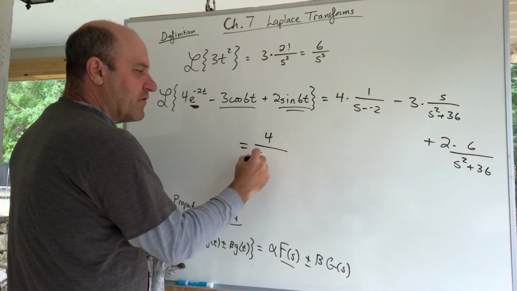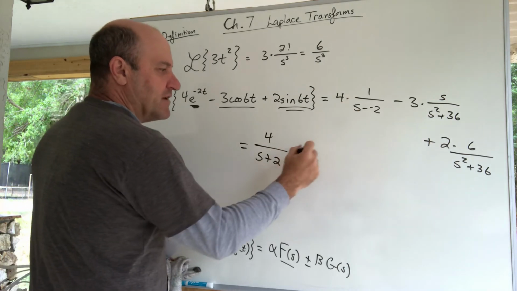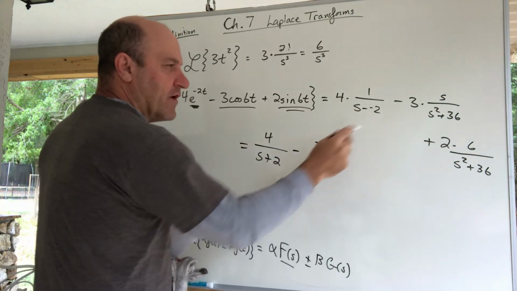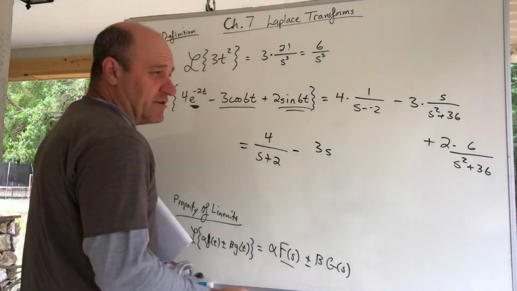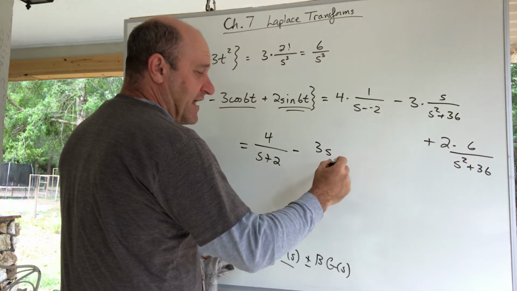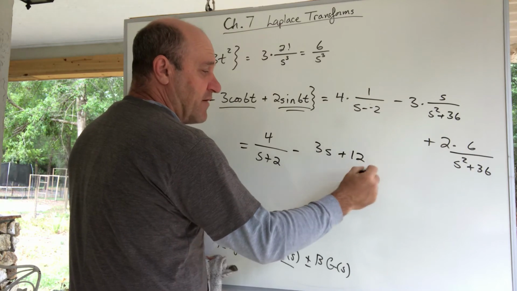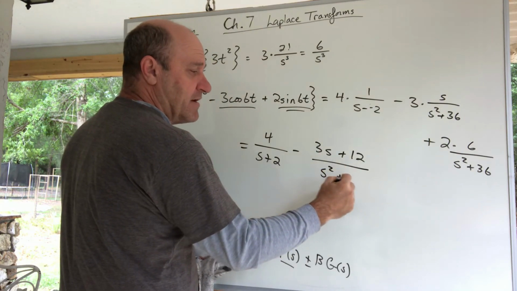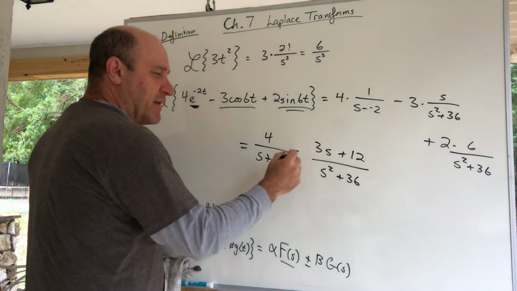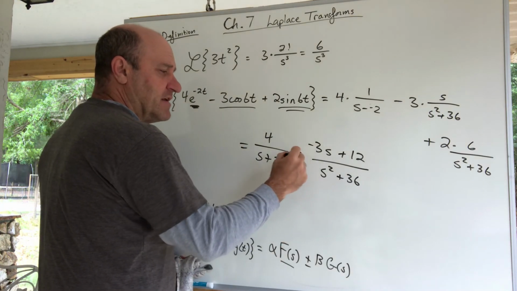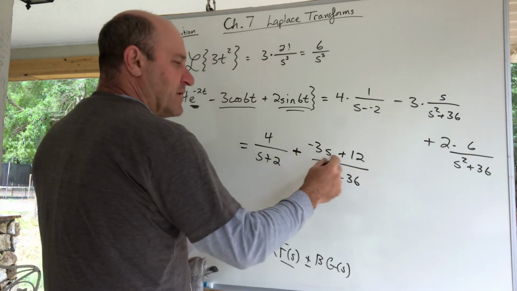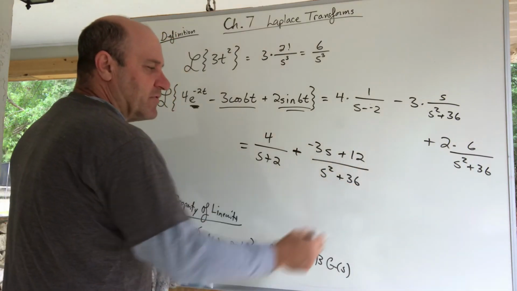That's 4 over s plus 2 minus 3s over s squared plus 36 plus 12 over s squared plus 36. You may see this written like this, negative 3s plus 12 over s squared plus 36, because they have a common denominator. The minus sign was on him, okay.